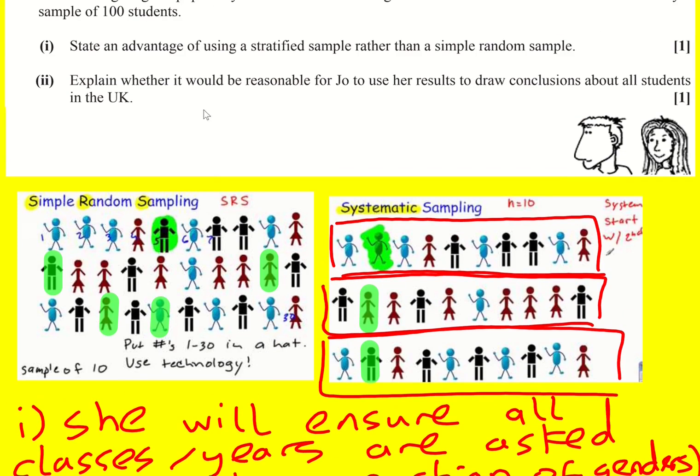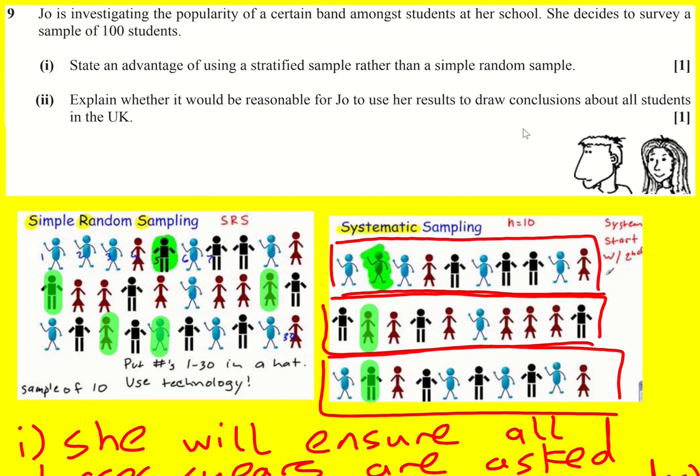In part two, we're asked to explain whether it would be reasonable for Jo to use her results to draw conclusions about all students in the UK. Now, for this answer, I said no, since the sample is small. This is accepted in the mark scheme. I personally think this is absolutely fine. They kind of want to get onto the fact that you're just looking at one particular school, though, rather than just a small number of students. But this is okay.